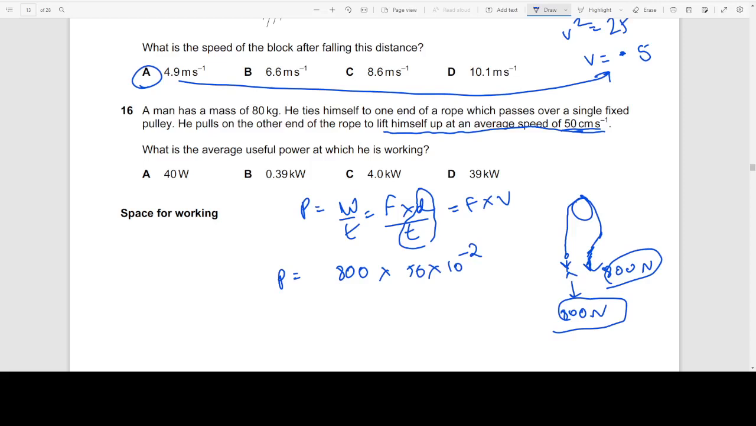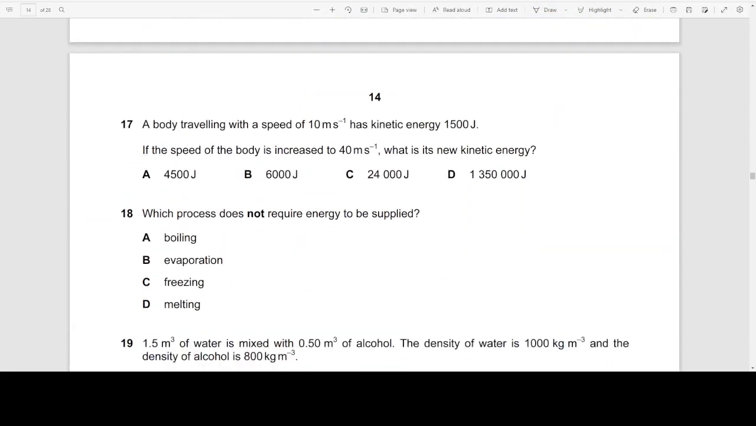Which is, oh wait, again I took g as 10. So this is actually 80 into 9.81. Which gives the answer as B. Alright guys, moving on.